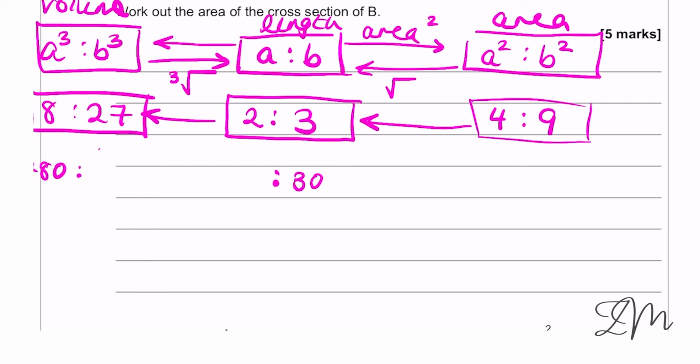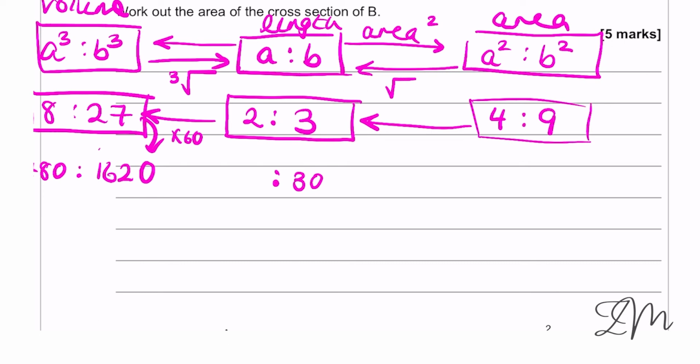So if we go from 8 to 480, how do we do that? We say 48 divided by 8 is 6, so we've multiplied this by 60. So we need to do the same on this side. We're going to do 27 times 6, which is 162, and add a 0. So now we know the volume of prism B is 1620.